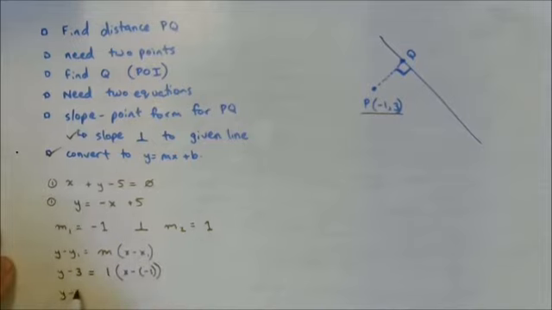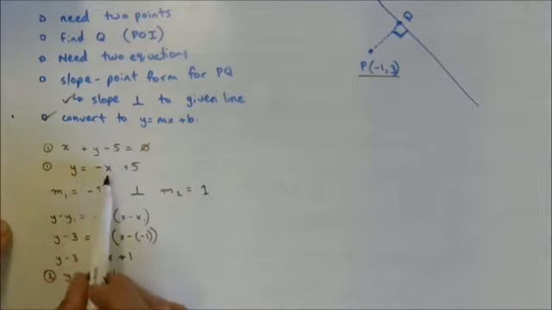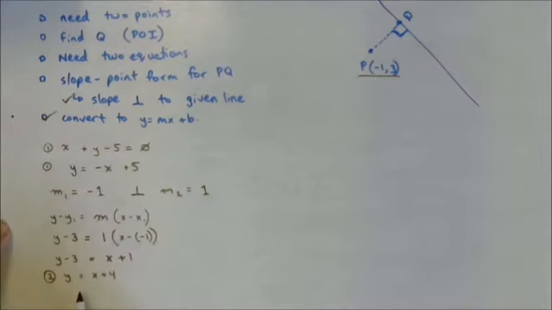I'm going to leave the left side for now as y minus 3. On the right side, distributing 1 to something is really easy. Inside this bracket, x minus -1 is actually x plus 1. And if I have one of those groups, then it just stays x plus 1. At this point, we can add 3 to both sides. And we end up with a second equation, y equals x plus 4. So now we know that the two lines are y equals -x plus 5 and y equals x plus 4.